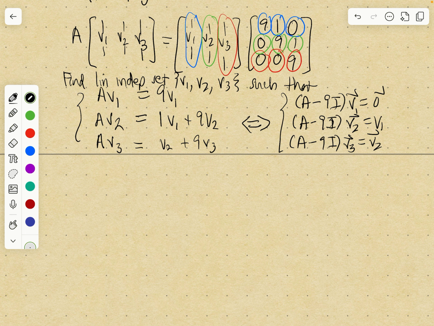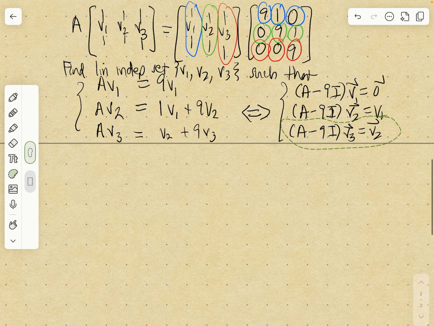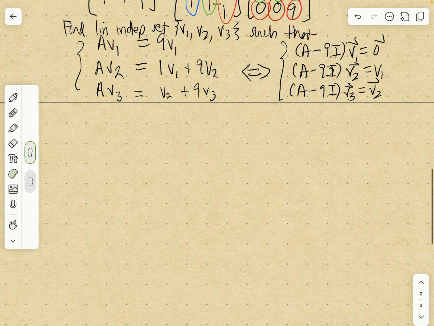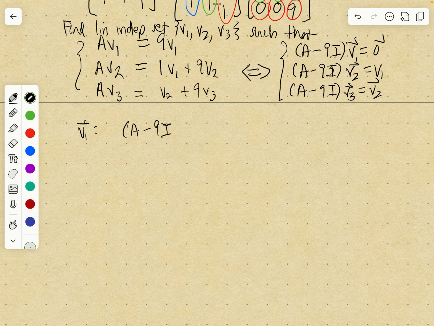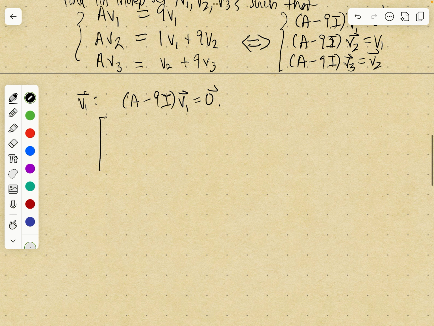Once you find v1 from the first equation, we use that in the second equation to find v2, and then once we find v2, we use the third equation to find v3. Okay? So let's find v1 first. For v1, we need to solve (A minus 9I)v1 equals the 0 vector, and we just do an elimination.